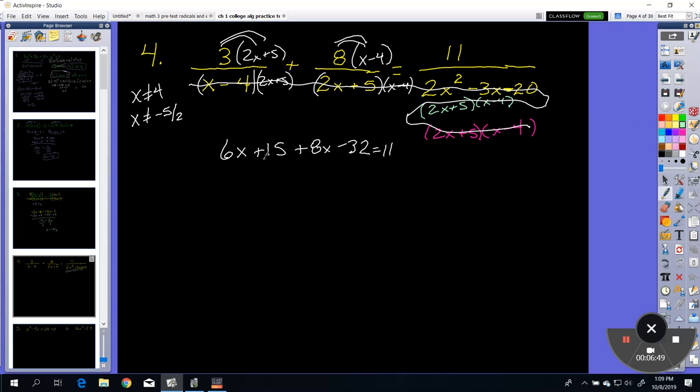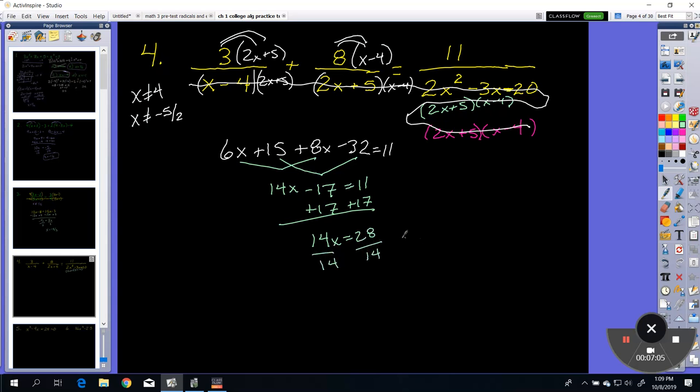And so now we just combine like terms. 6 and 8 makes 14x. 15 minus 32 makes minus 17 equals 11. Add the 17 over. 14x equals 28. Divide it by 14, and x equals 2. And that's not one of my restricted values, so I'm good.